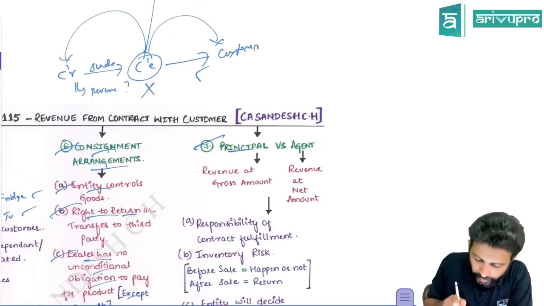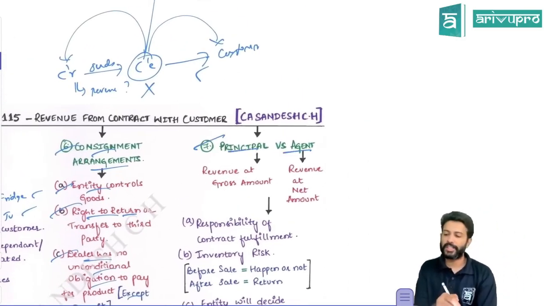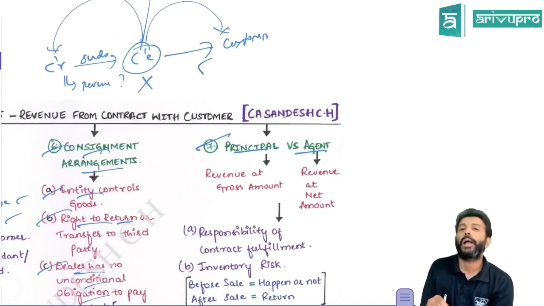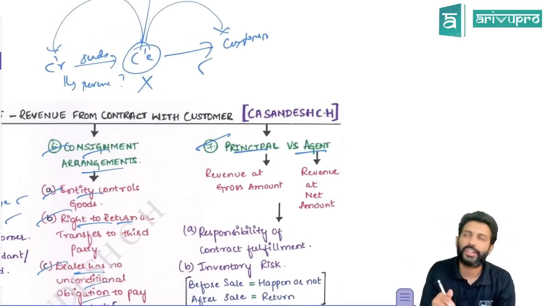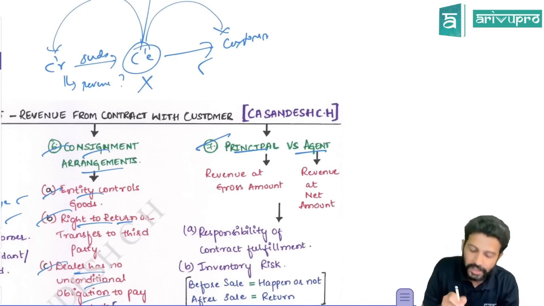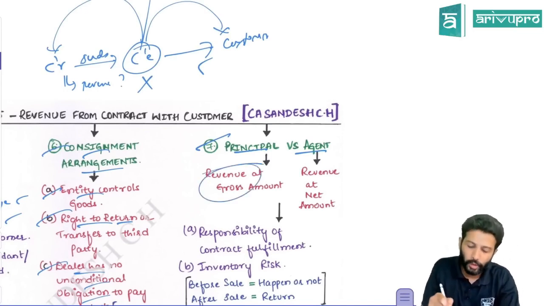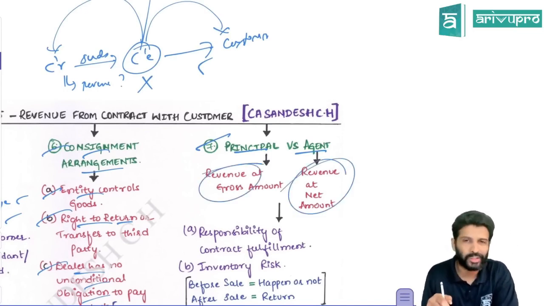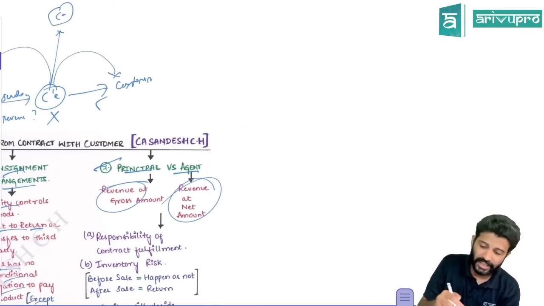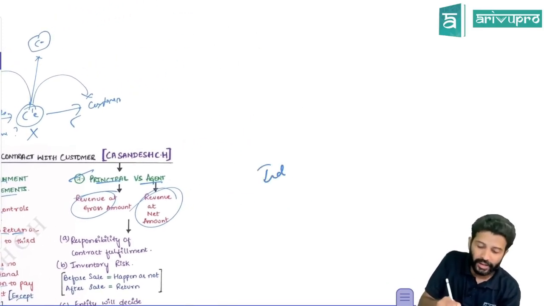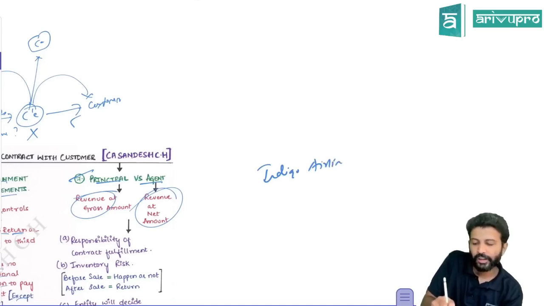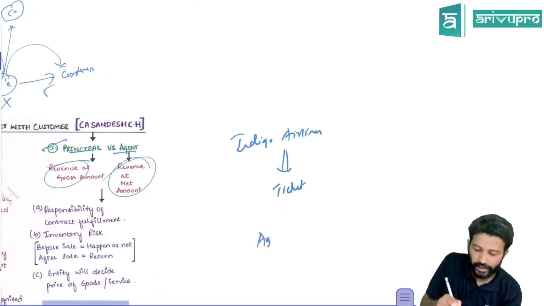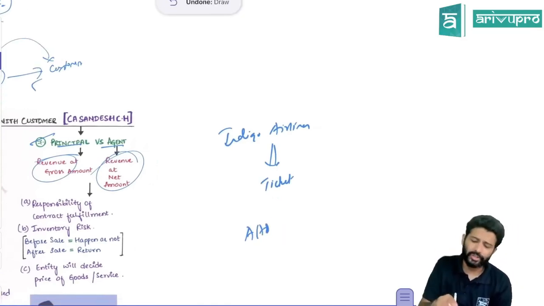Okay. All right. The next consideration is principal and agent. Why the distinction is important is, first, if you are a principal, you'll recognize the revenue at gross amount. If you are an agent, you'll recognize the revenue at net amount. That's the reason it's very important to know whether you are a principal or an agent. Let's take a small example. Let's say there is Indigo Airlines. This airline ticket is sold by, let's say, one agent called A Limited. Now, A Limited is selling the ticket of Indigo Airlines to the customers.